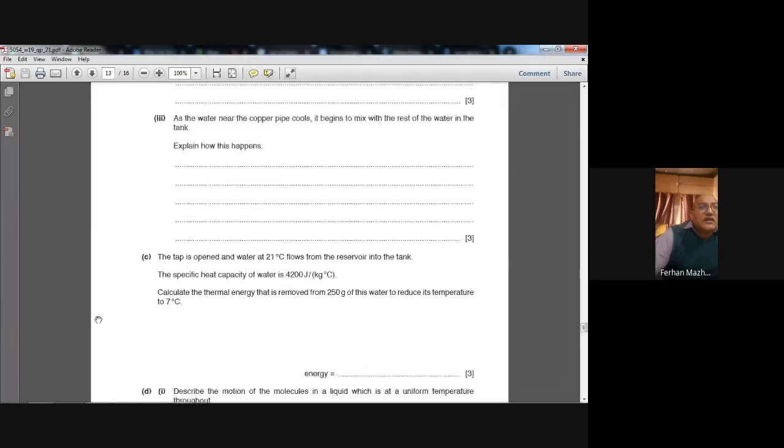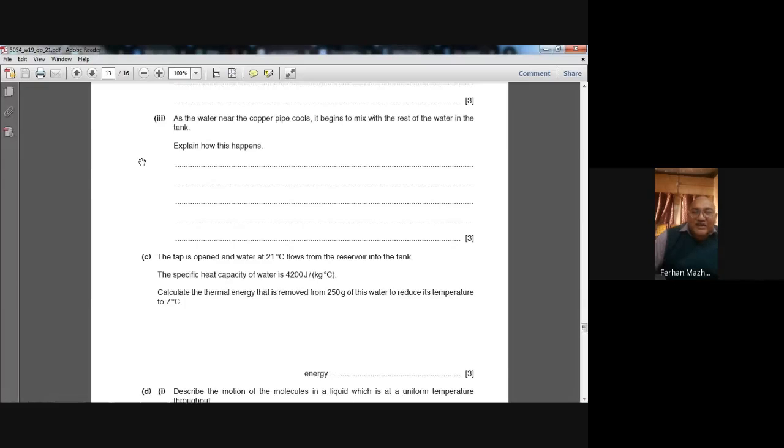As the water near the copper pipe cools, it begins to mix with the rest of the water in the tank. Explain how this happens. The water which is near the copper pipe becomes cold and it becomes dense. So it moves downward because it has become dense. So it can mix with the other cold water.